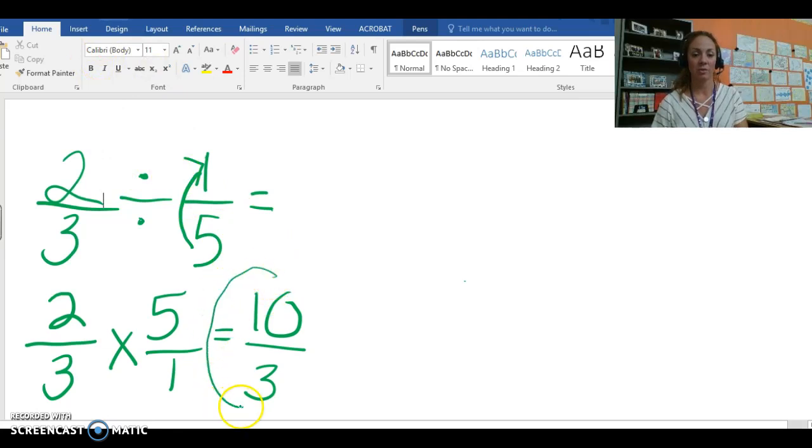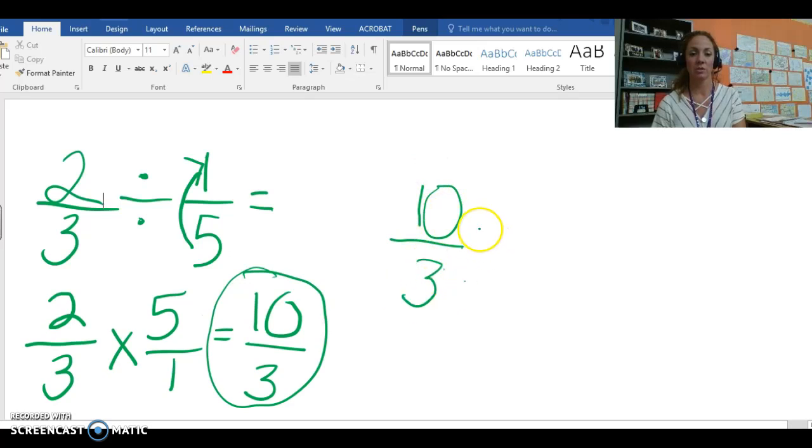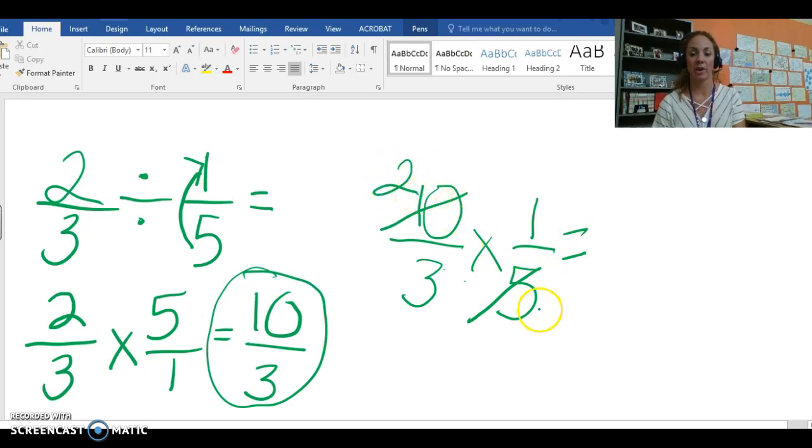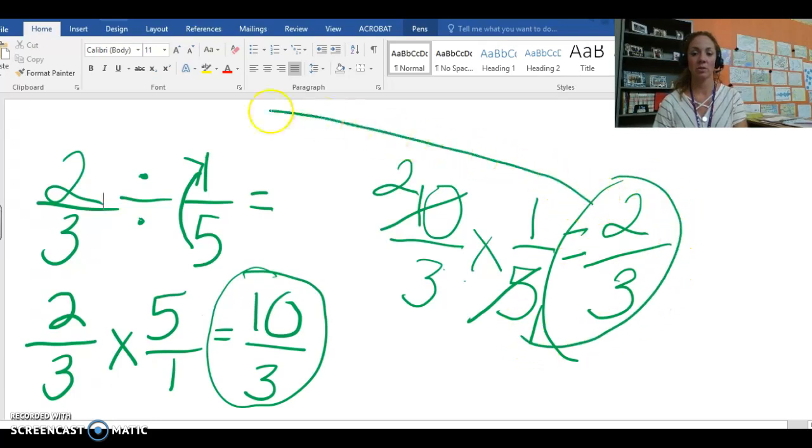Okay, so we're going to take 10/3 and multiply it times 1/5. We're going to take our quotient and multiply it times our divisor. So 10/3 times 1/5. And if we did it all correctly, we will wind up with 2/3. So let's see. The 10 and the 5 are both divisible by 5. So 2 times 1 is 2, 3 times 1 is 3. We wound up with 2/3, which means, once again, we got our answer correct.